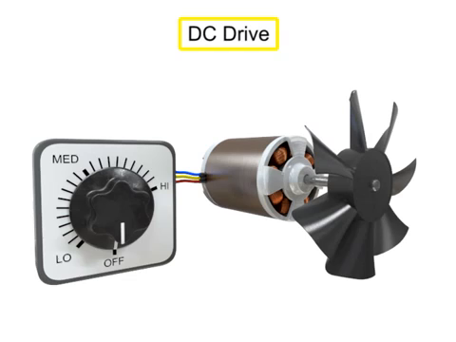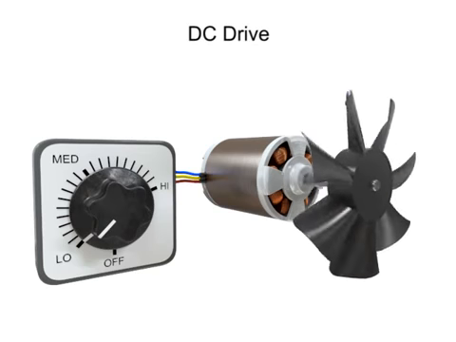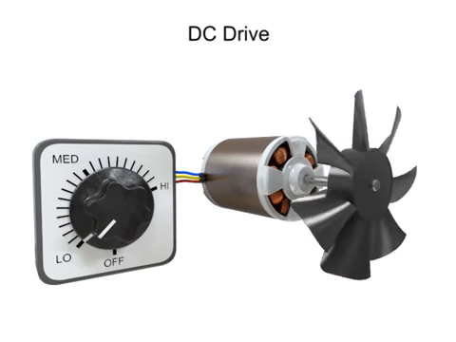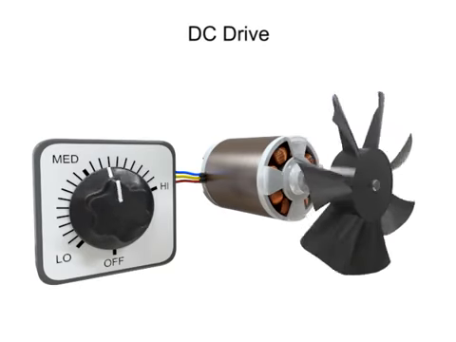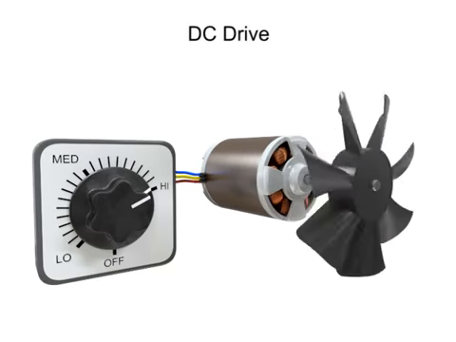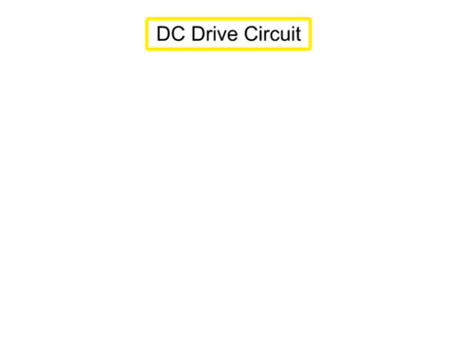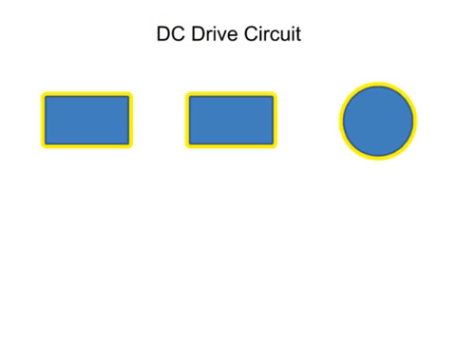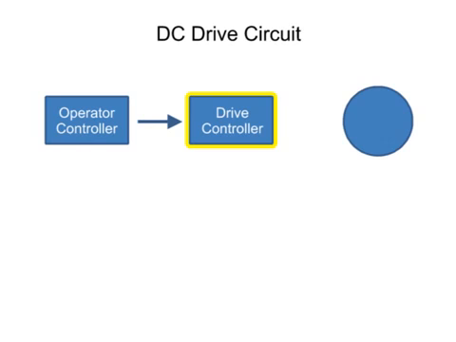A DC drive is the functional circuitry that can be employed to precisely control a DC motor. The drive operation allows the application of varying DC input levels so that the motor runs efficiently at different speeds. A DC drive circuit is composed of three main components: an operator controller, a drive controller, and a DC motor.